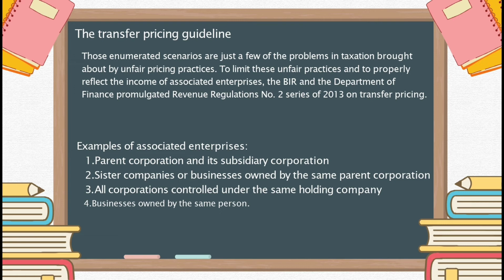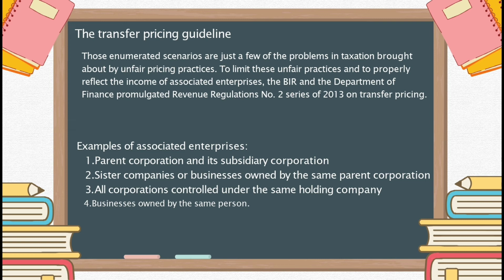The transfer pricing guideline. Those enumerated scenarios are just a few of the problems in taxation brought about by unfair pricing practices. To limit these unfair practices and to properly reflect the income of associated enterprises, the BIR and the Department of Finance promulgated Revenue Regulations Number 2, Series of 2013, or RR2 2013, on transfer pricing. What are associated enterprises? Under RR2 2013, two or more enterprises are associated if one participates directly or indirectly in the management, control, or capital of the other, or if the same persons participate directly or indirectly in the management, control, or capital of the enterprises. Associated enterprises are also called related parties.